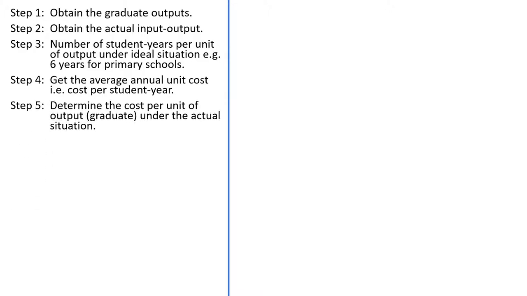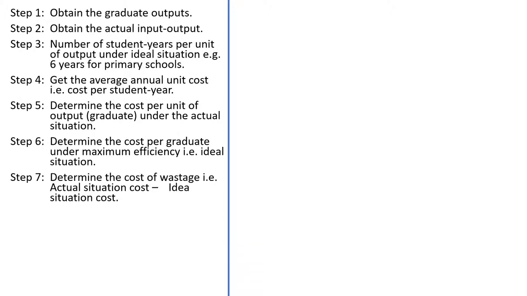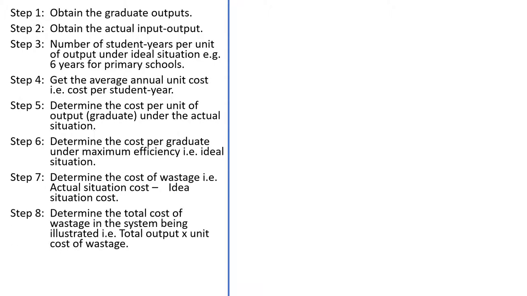Then determine the cost per student per unit of output. What does it cost per unit of output under the actual situation? You also determine the cost per graduate under maximal efficiency, that is the ideal situation. We are looking at the actual, and you look at the ideal, which are quite vital. Then determine the cost of wastage, that is the actual situation cost minus the ideal situation cost. That will give you the cost of wastage.